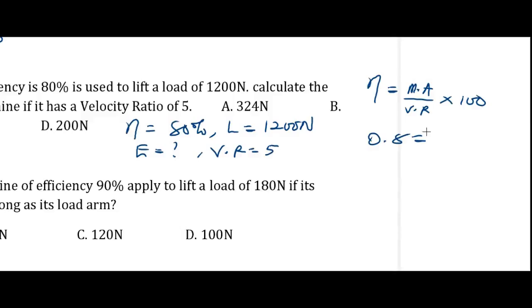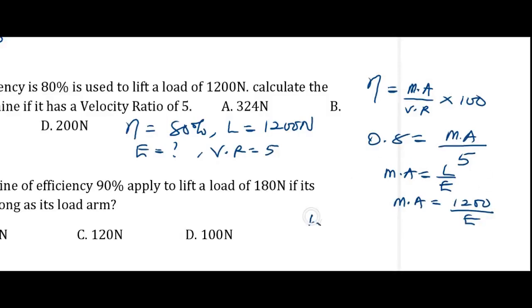Then our mechanical advantage is unknown. And what's our velocity ratio? Our velocity ratio is 5. Now don't forget that mechanical advantage is load over effort. And you already have load to be 1,200 over effort. So if I substitute this for mechanical advantage here, I'm going to have my effort equals load over efficiency times 5.